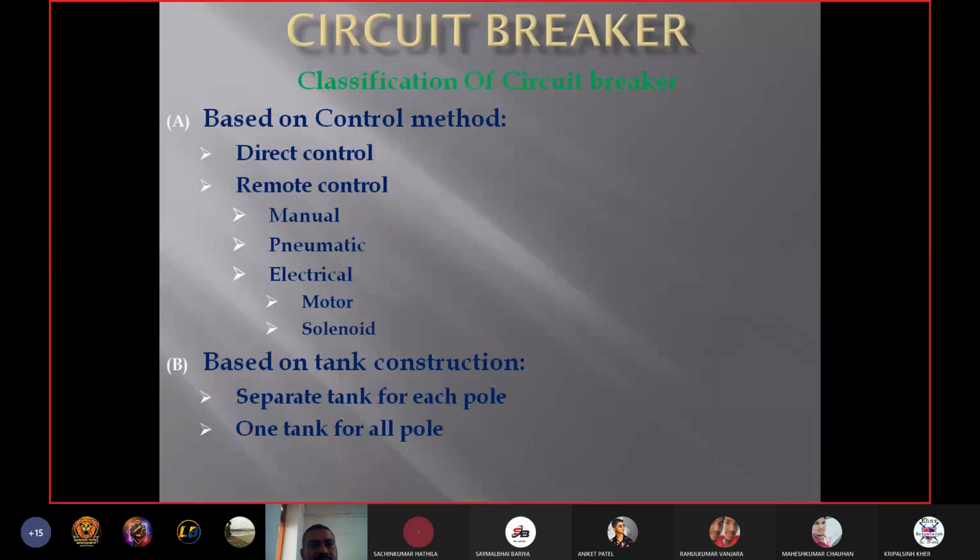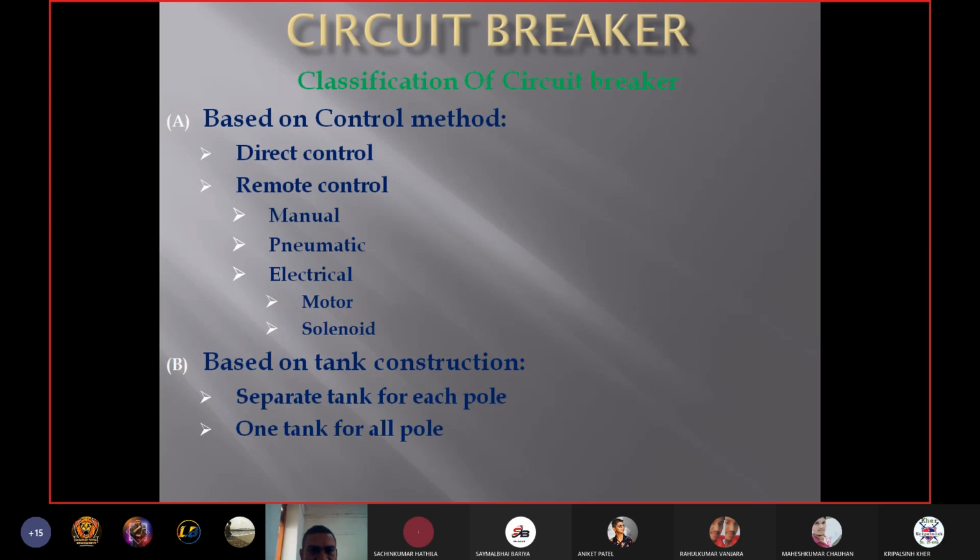Then based on control method, that means whether it is a direct control method or a remote control method. In the remote control method we have different control methods, that is the manual control method, pneumatic control method, as well as the electrical control method. And in the electrical control method, whether it is a motorized electrical control method or a solenoid type electrical control method. So based on the control method, it is classified like this.